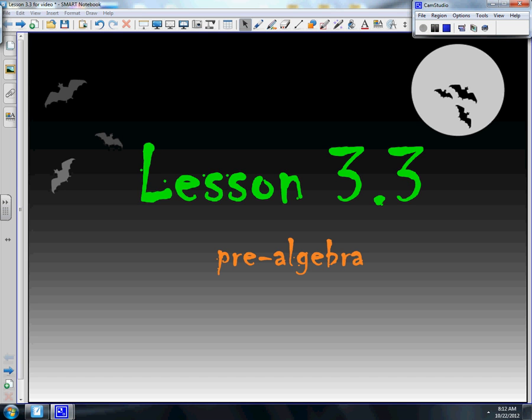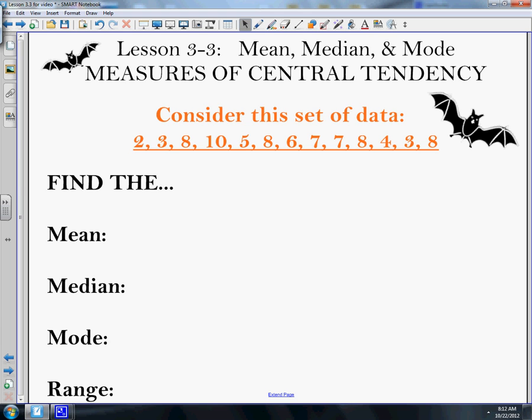This is lesson 3.3 for pre-algebra. 3.3 is mean, median, and mode, measures of central tendency. Now, measures of central tendency are used every day in advertising and media.